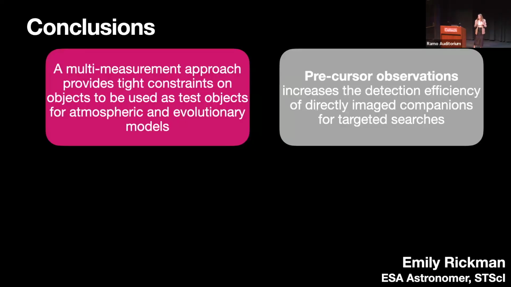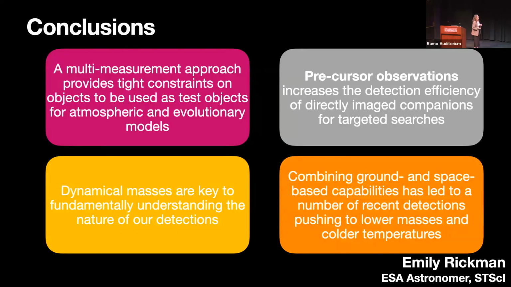I'm literally in my final minute here, so that's great. Here are the takeaway points. This multi-measurement approach provides tight constraints to use these objects as test subjects for atmospheric and evolutionary models, as I've presented today. These precursor observations, so I'm talking about radial velocities and astrometry, increase our detection efficiency of directly imaged companions for those targeted searches. So do consider using that information if you are planning your high contrast observations.